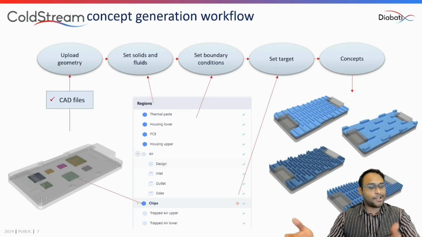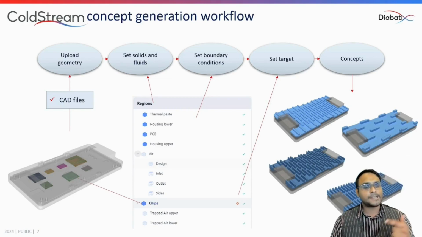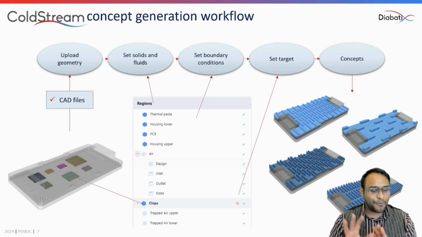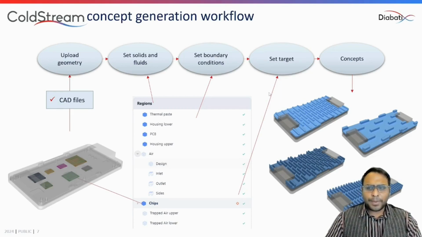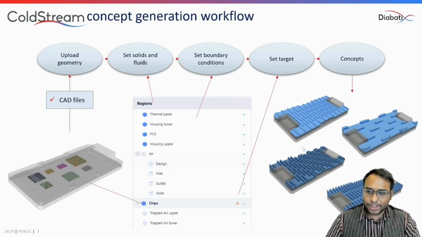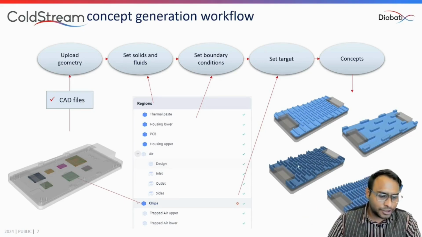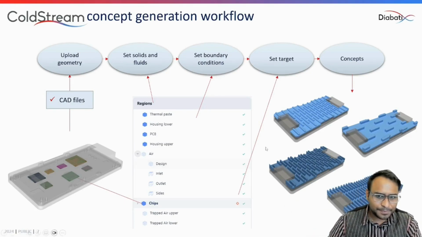And of course, once you've set your target functions, just to recap the four-fold process: uploading the CAD geometry, setting the solids and fluids, setting the boundary conditions, and the targets you're looking to optimize for. Once you're done with this, you can submit the case in your Coldstream environment and wait for the generative design magic to happen. Now, looking at some great concepts, as you can see over here, generated by Coldstream, you can easily generate some great first few concepts by Coldstream conducting hundreds of iterations in the backend within a few hours.